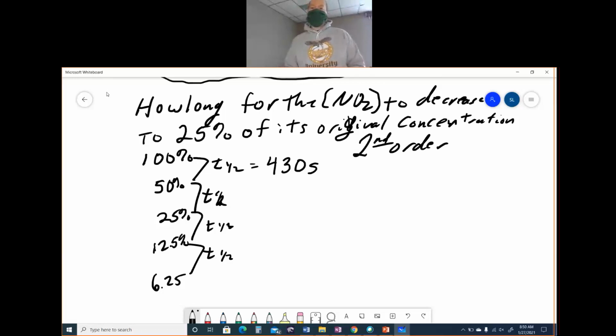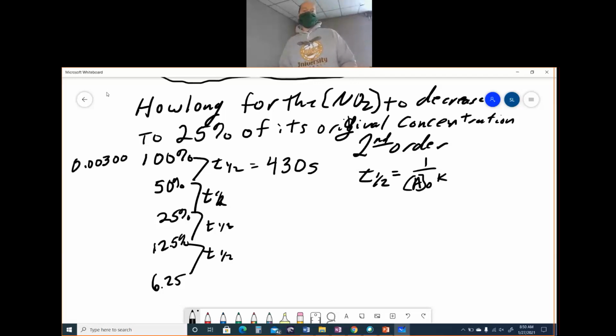Because the half-life equation is not only dependent on K, it is based on your initial concentration and K. When we were at 100%, we had 0.00300. That was our initial concentration, so this is our NO2 concentration. After we did a half-life, that means it decreased by a factor of 2, and so now our concentration is 0.00150 molar. When we go down to 25%, we cut it in half again, so we're going to be at 0.00075. And if we want 3 sig figs, put a 0.